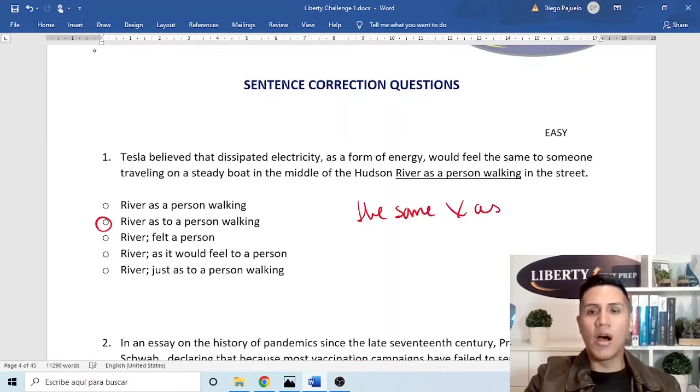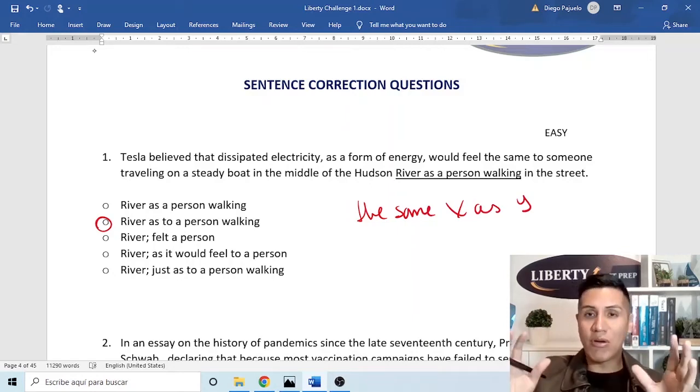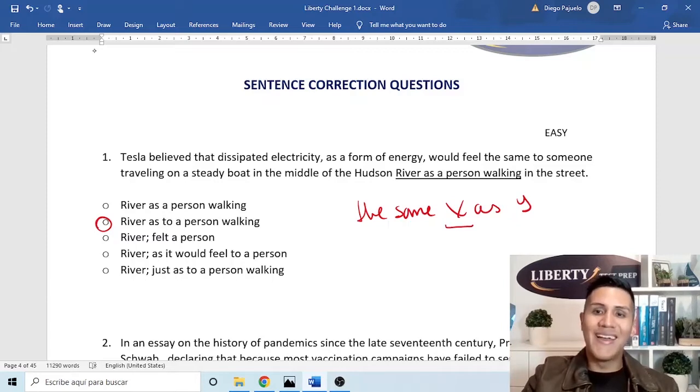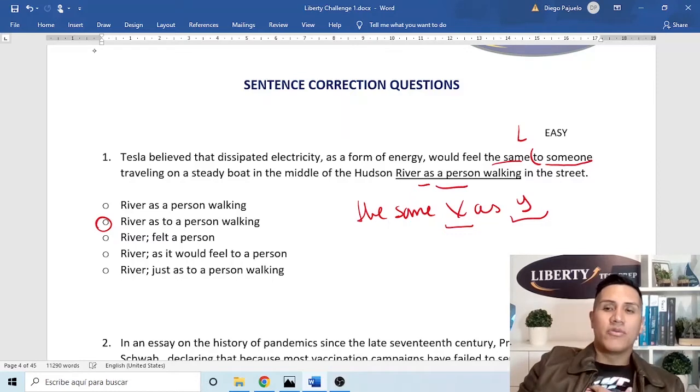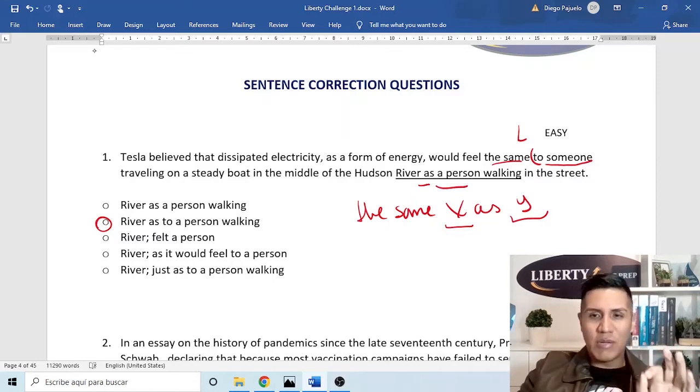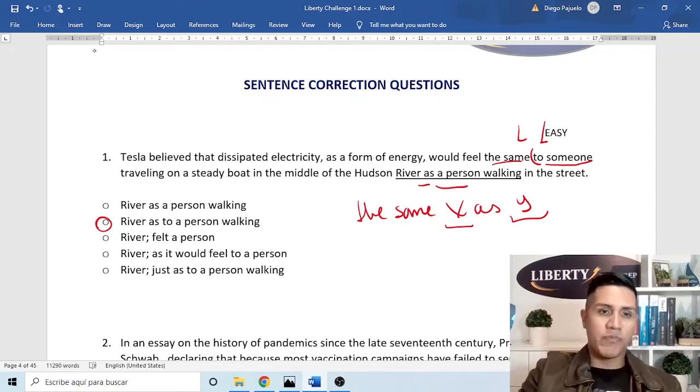X as Y. That's what we call a correlative idiom, which means you need to have parallelism between whatever falls in between same and as and whatever comes after as. If you notice here, to say the same to blah blah blah as, you need as to blah blah blah. You don't actually need a to, right? But you need a preposition because to is a preposition, so you need to start with a prepositional phrase. So you need as and then you need a to. So letter A is not right.